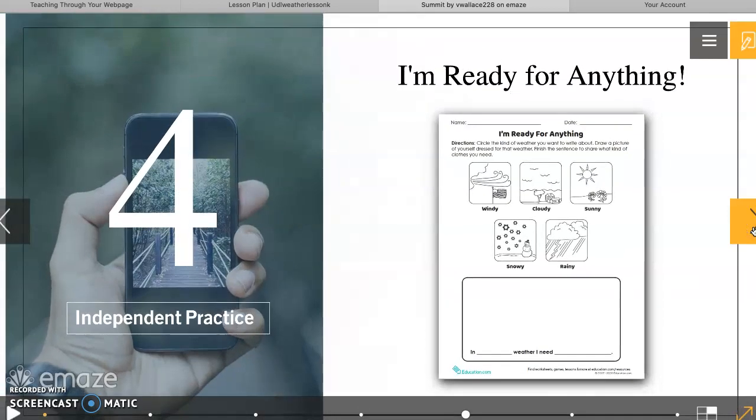I have attached the worksheet so the students can visually see what they will be doing in class if they wanted to get ahead, or if the parents wanted to see the picture or the worksheet of what they will be doing. It has the directions right there. It's very simple. Students will pick their favorite kind of weather that they choose here, and they will draw themselves in the little box at the bottom with the appropriate clothes associated with that weather pattern.